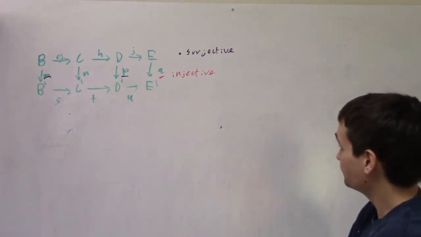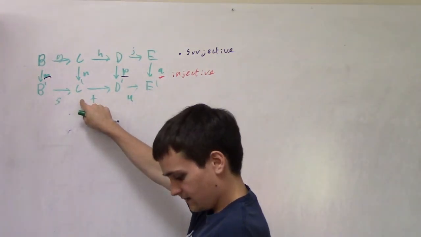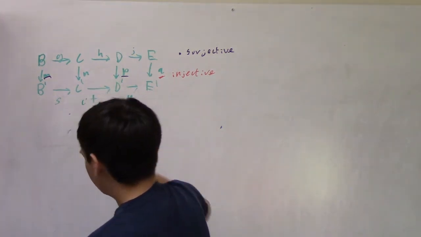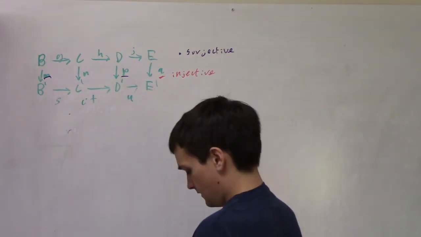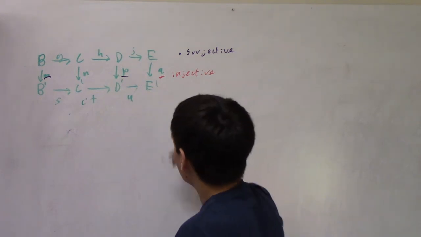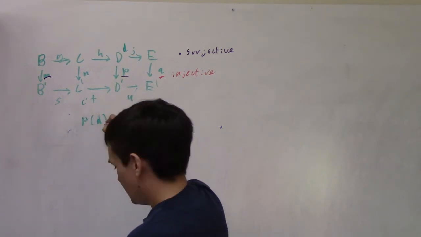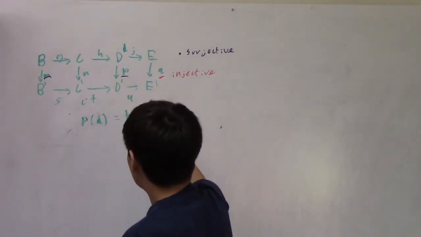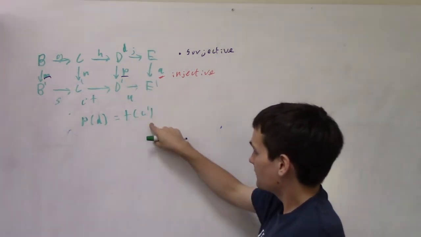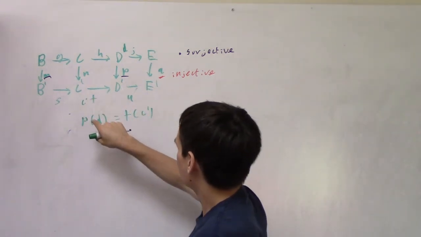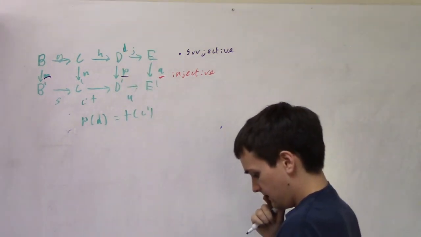So our first step, to show this is surjective, we want to take an element C prime in C prime. So since P is surjective, there exists an element D such that P of D is equal to T of C prime. So C prime, of course, well, D, of course, is here. So let's see.